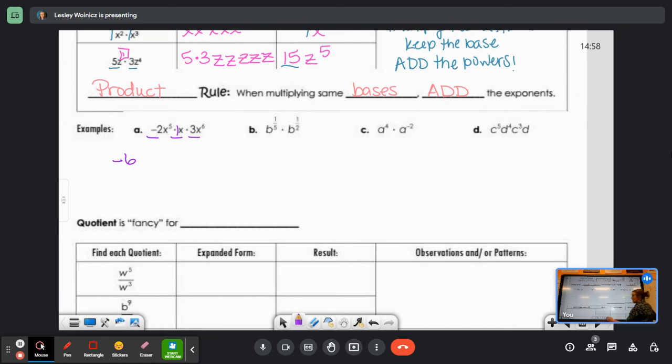My base, I have to keep. I have x, x, x. So I keep the x, and what do I do with the powers? Yeah, good. Add the powers. Now the only trick is this one right here. What is that power? 1. How tempting was it to say 5 plus 6 is 11? So tempting. Okay, but it's 12.